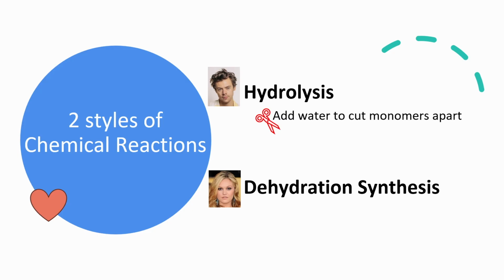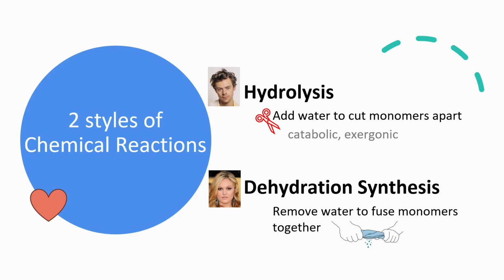Hydrolysis adds water to cut monomers apart. They decrease complexity and release energy, so are labeled catabolic and exergonic reactions. On the other hand, dehydration synthesis, sometimes called condensation reactions, remove water to fuse monomers together. They build up complexity and absorb energy, so are labeled anabolic and endergonic.